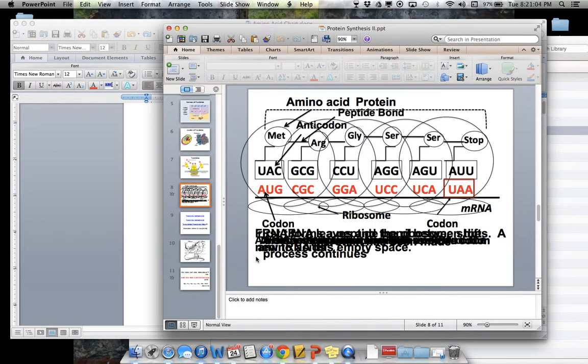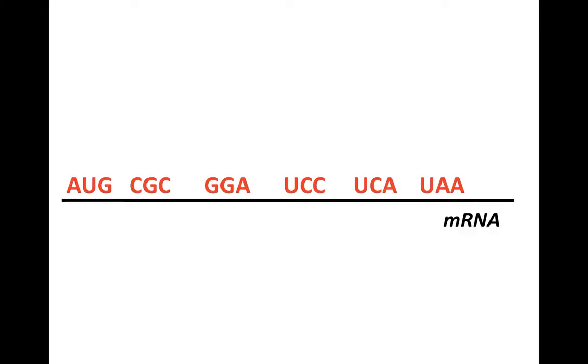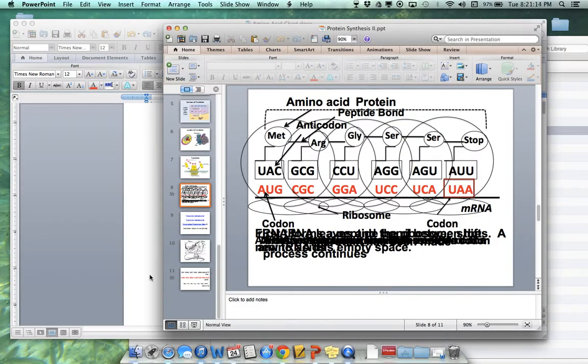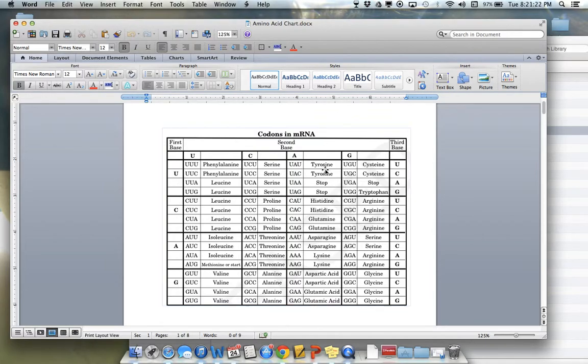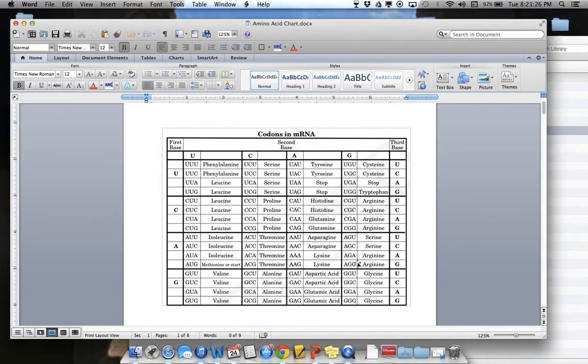If we were to look at the second one here, let's look at CGC. Actually, you didn't write down some of these things. Let's look at GGA. How about that? I'll do this one with you guys. My first letter is G, so I'm right there. My second letter is G, which is down here. Let's match them up. So down here, GGA, it's glycine, and that's actually what it was.